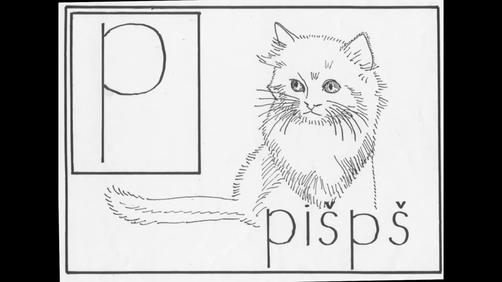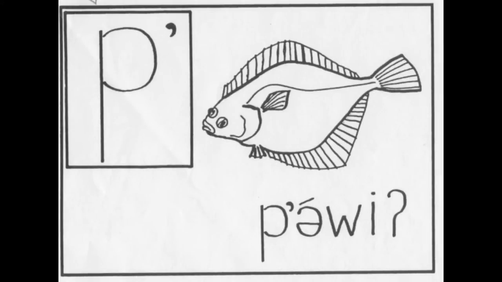In Klallam, the letter P is the same as in the English word pop, and it's in the Klallam word cat. Peesh psh. A P with an apostrophe is an ejective P.